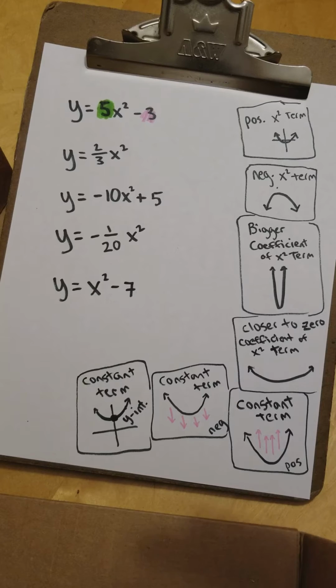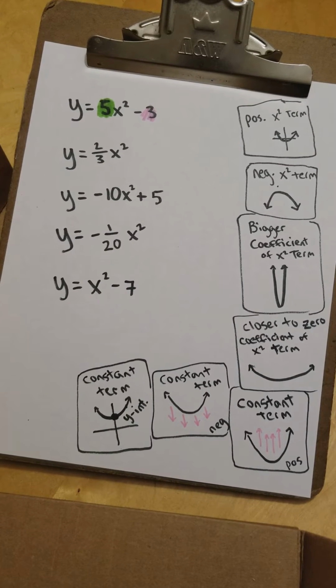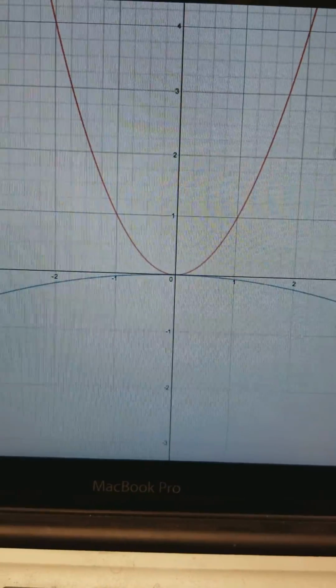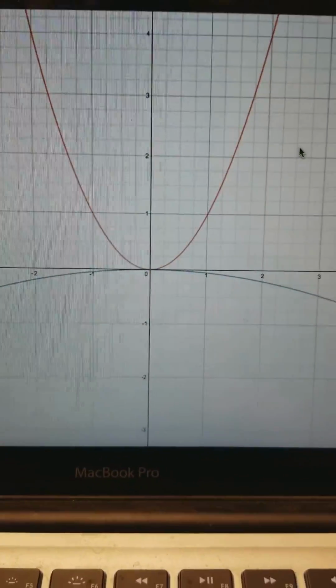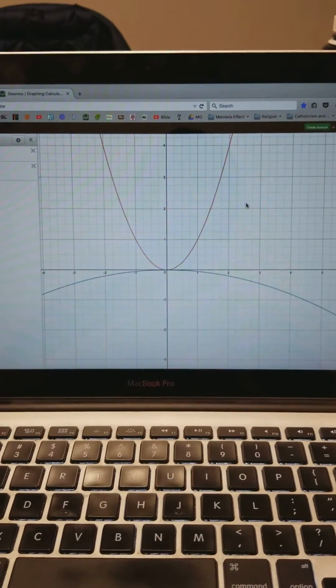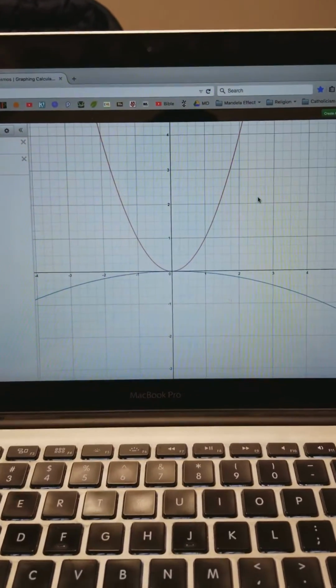The next one is y equals negative 1/20 x squared. 1/20 is a very small number, very close to 0, so it'll be very wide. It's going to go downwards because it's negative, and it won't be shifted, so it'll go through the origin. And here you can see it is very wide. It goes through the origin, and it's going down just like we predicted.